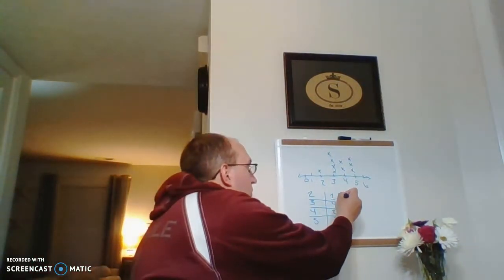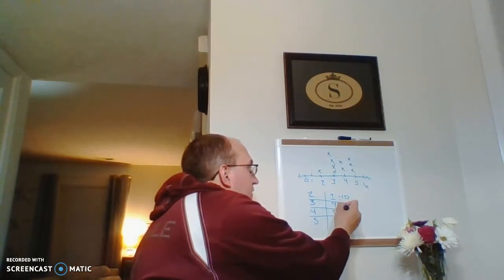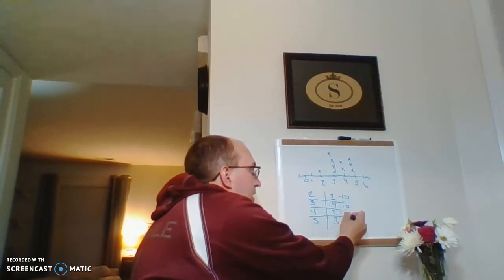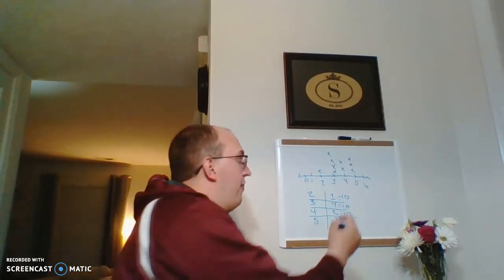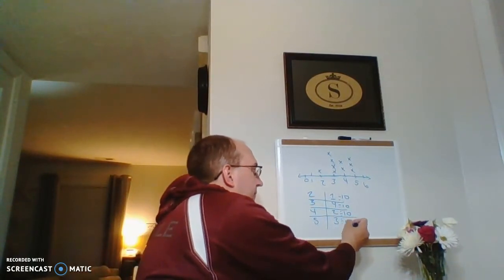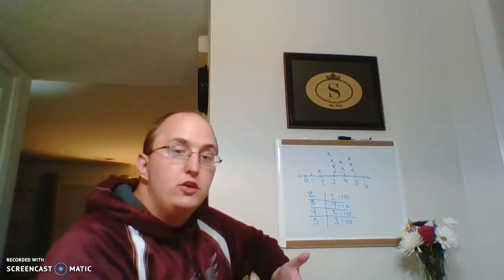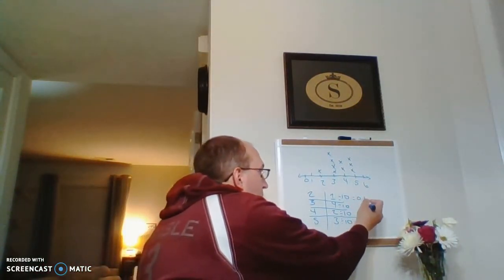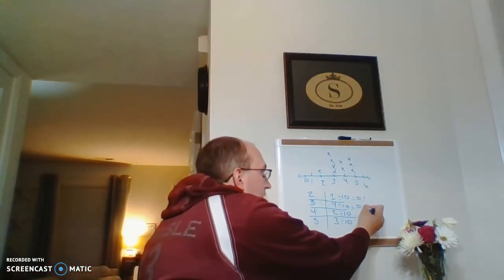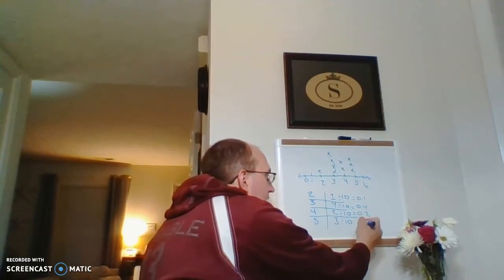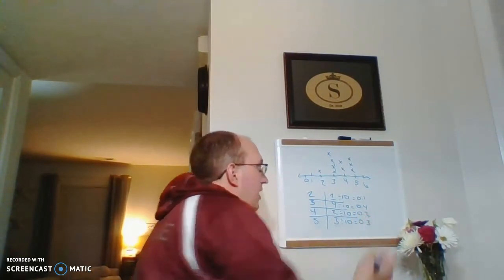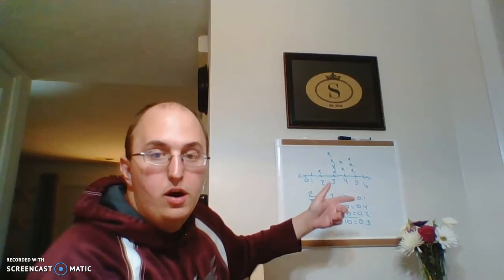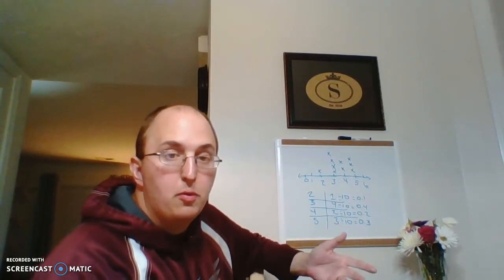So, 1 divided by 10, 4 divided by 10, 2 divided by 10, and 3 divided by 10. All right, so we divide all those by 10, get the decimal. So we get 0.1, then 0.4, then 0.2, and then 0.3.